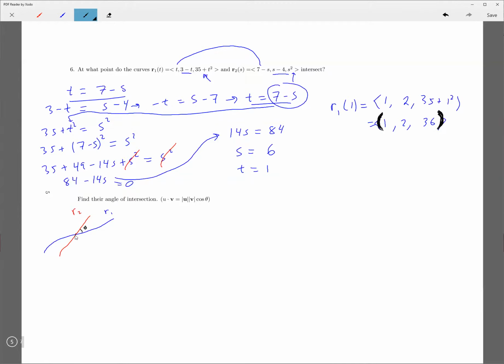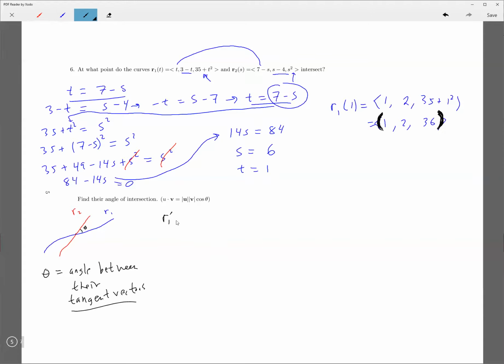Okay, let me give you guys a hint. The angle between two curves is also equal to the angle between their tangent vectors. Okay, so what we should be thinking is, what are the tangent vectors? And how do you calculate the tangent vector again? Take the derivative.